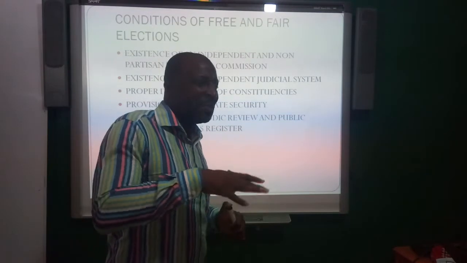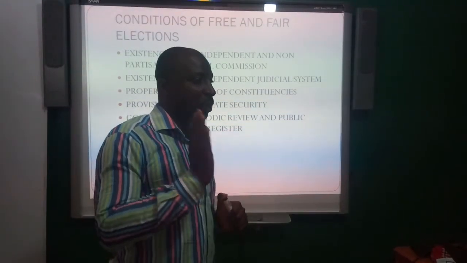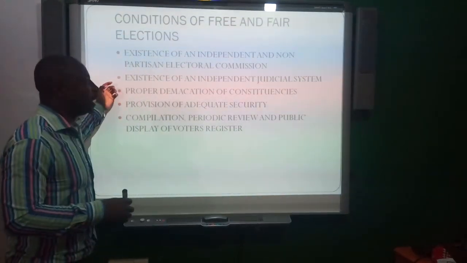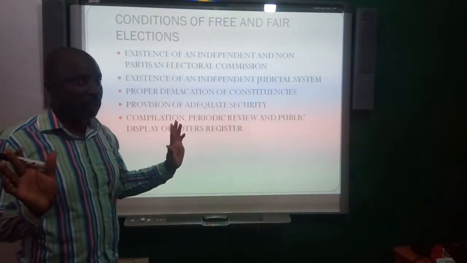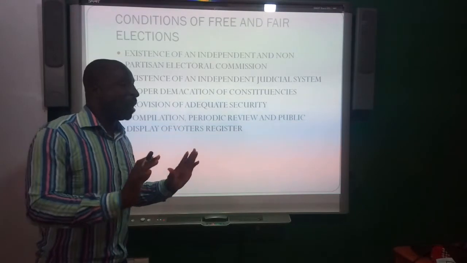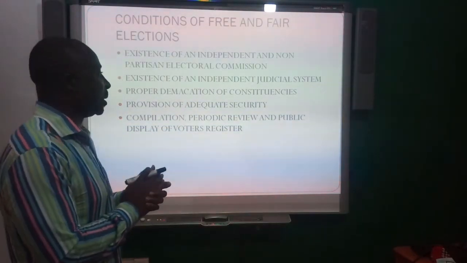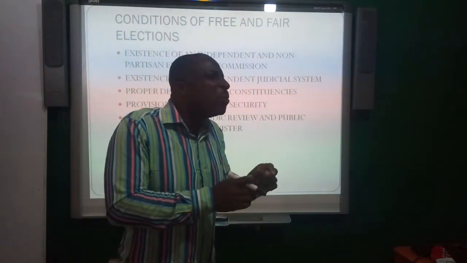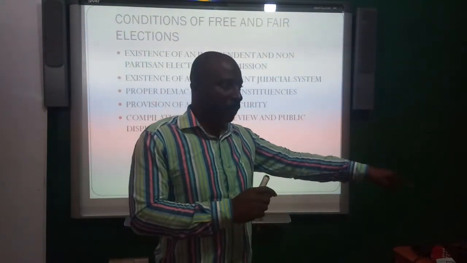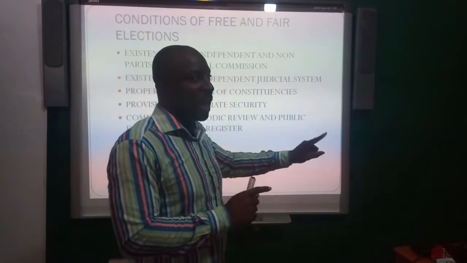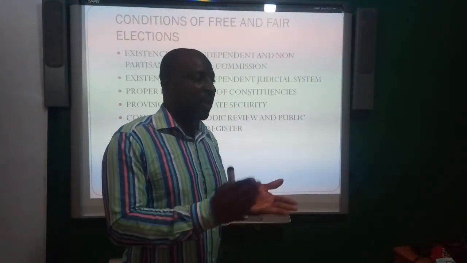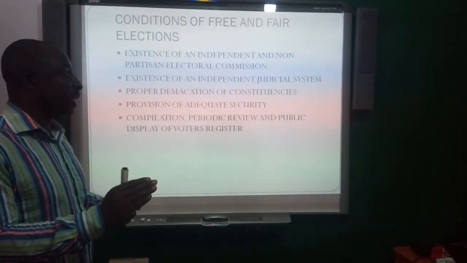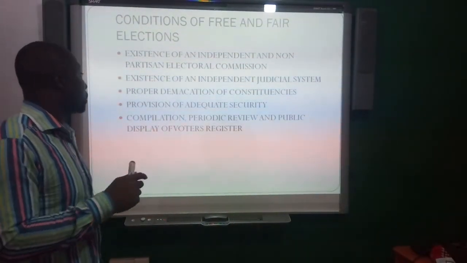Another good thing that we need in order to have free and fair election is that there should be proper demarcation of the country into constituencies. Here, at this point, it was explained under gerrymandering. So we are saying if we want to have perfect, free and fair election, then we should demarcate the country into constituencies, not to give a certain tribe or a certain political party advantage over the other. Here, it is perfectly done when the population of the state or the constituency is considered.